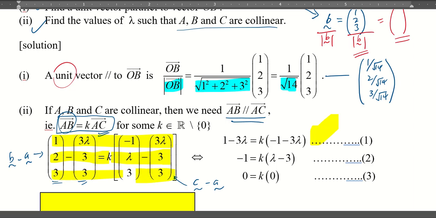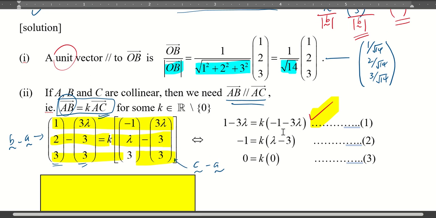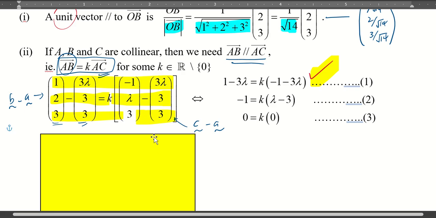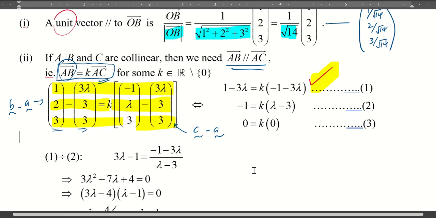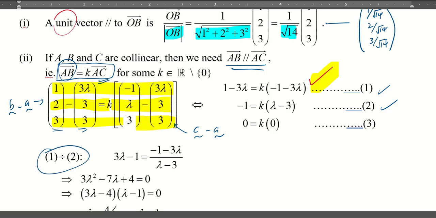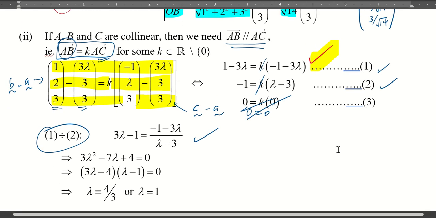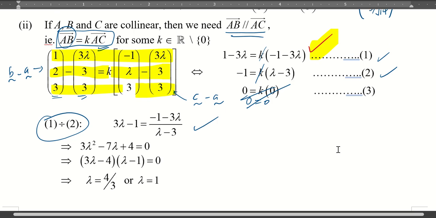So we're able to form 3 equations linking lambda and k, and hence solve for them. The way used to solve here is to divide equation 1 by 2, because equation 3 is effectively giving us 0 equals 0, which is not very useful. We divide equation 1 by 2 so as to get rid of the k. You end up with an equation just involving lambda, and you can solve for the lambda value. These are the 2 possible lambda values, and that's the answer.